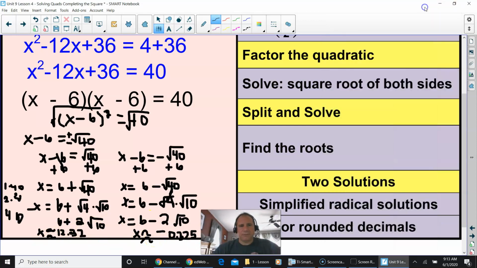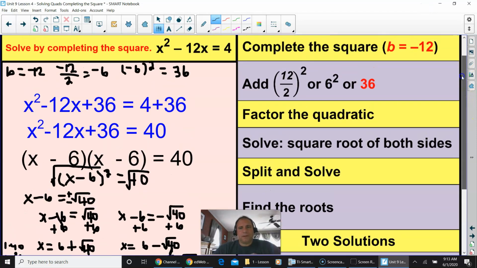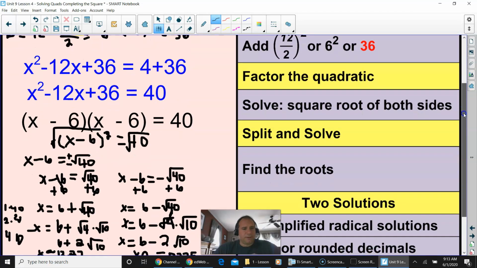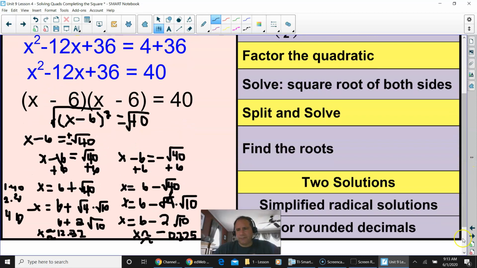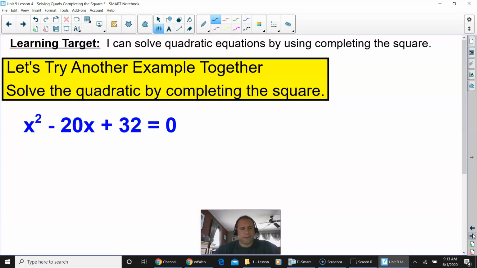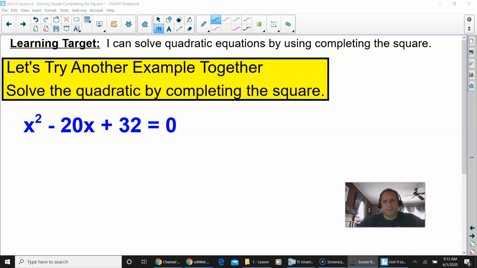All right, that's how you solve by completing the square. And we'll go over another one, definitely. Let's try another example right here.